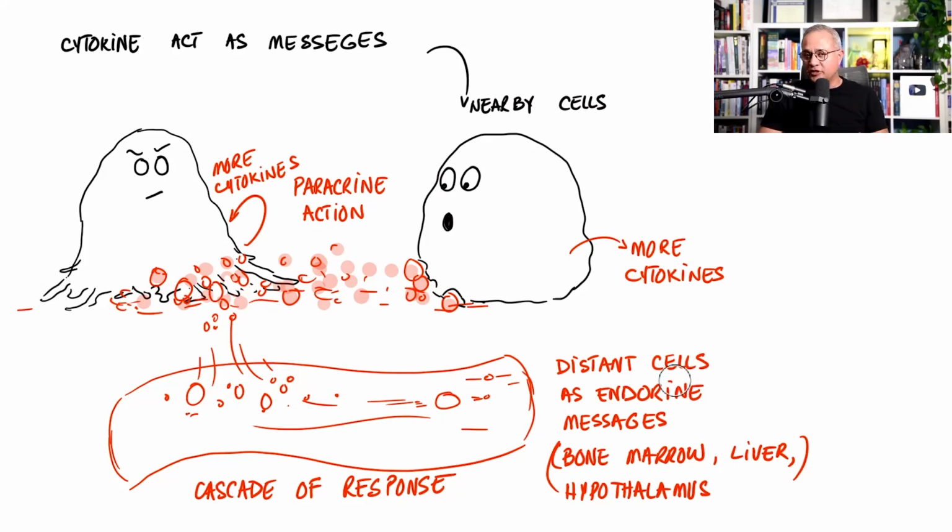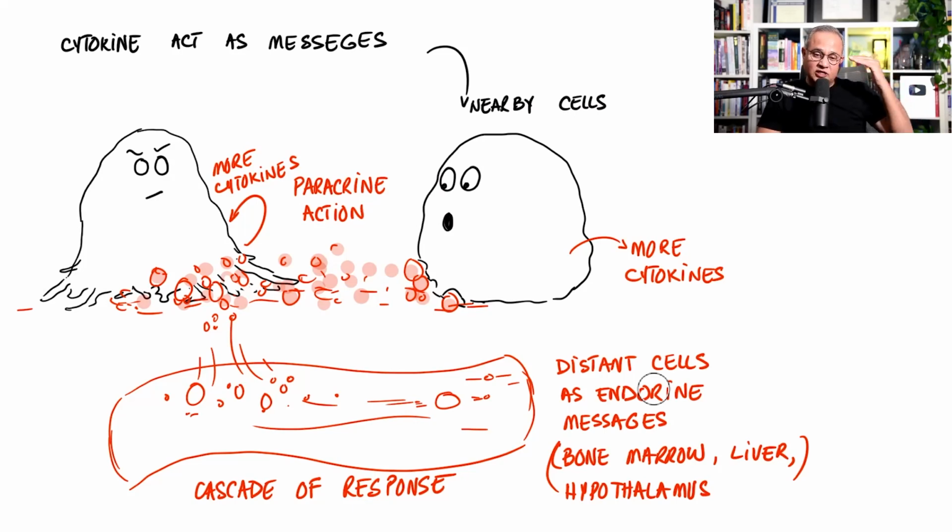For example, interleukin 1 or interleukin 6 can go to the liver and ask the cells of the liver to produce more inflammation-related molecules, for example, complement systems or C-reactive proteins and so on. These cytokines, for example, interleukin 1, can go all the way to the brain and act on the hypothalamus and change the temperature set point of our system.